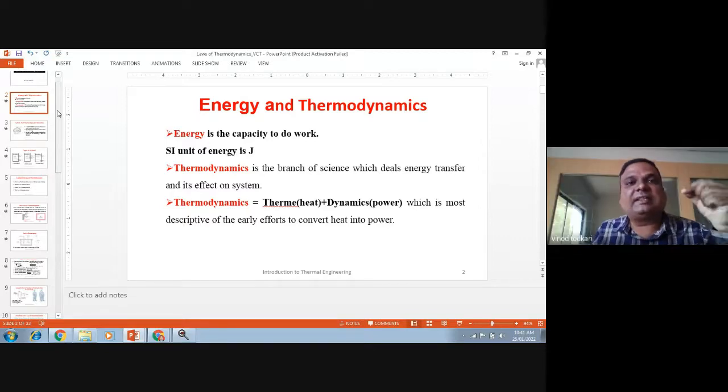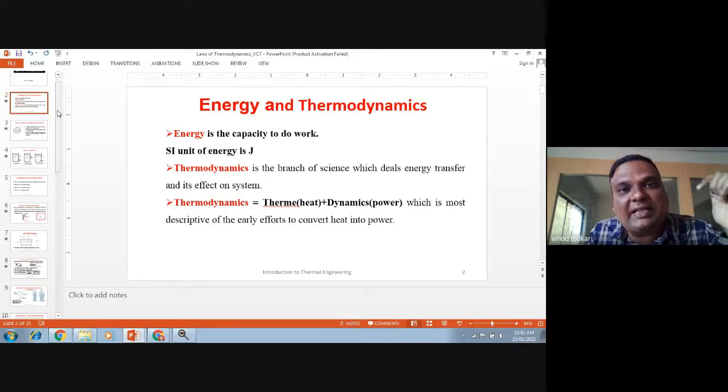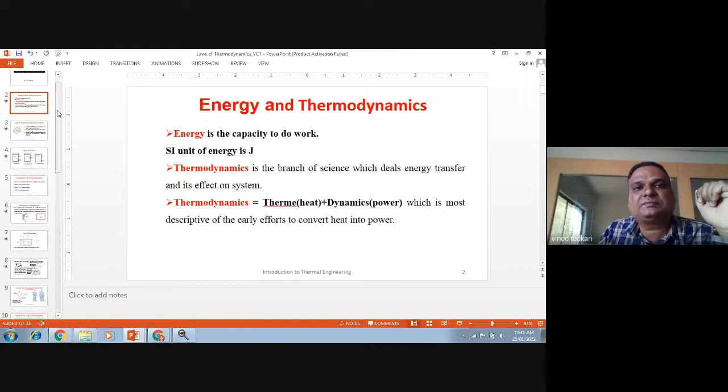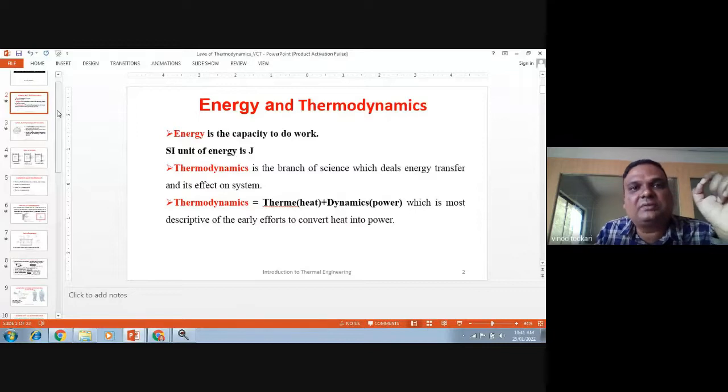Excellent. So when there are no unbalanced forces inside the system, we say that there is mechanical equilibrium. Very good answer given by you. Now tell me, what is chemical equilibrium? When there are no chemical reactions within the system. Excellent. So when there are no chemical reactions taking place in the system, we say that there is chemical equilibrium.